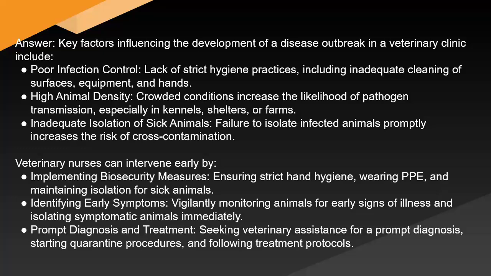Veterinary nurses can intervene early by implementing biosecurity measures, ensuring strict hand hygiene, wearing PPE, and maintaining isolation for sick animals. Identifying early symptoms: vigilantly monitoring animals for early signs of illness and isolating symptomatic animals immediately. Prompt diagnosis and treatment: seeking veterinary assistance for a prompt diagnosis, starting quarantine procedures and following treatment protocols.